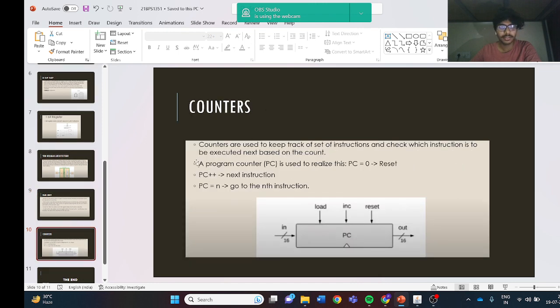And at last, counters. Counters are used to keep track of a set of instructions and check which instruction is to be executed based on the count. In a counter, when PC is equal to 0, it is in the reset value. When PC plus plus is given, it goes to the next instruction. When PC is equal to n, it goes to the nth instruction, where n can be anything, based on the number of instructions. This is a diagrammatic representation of a counter.